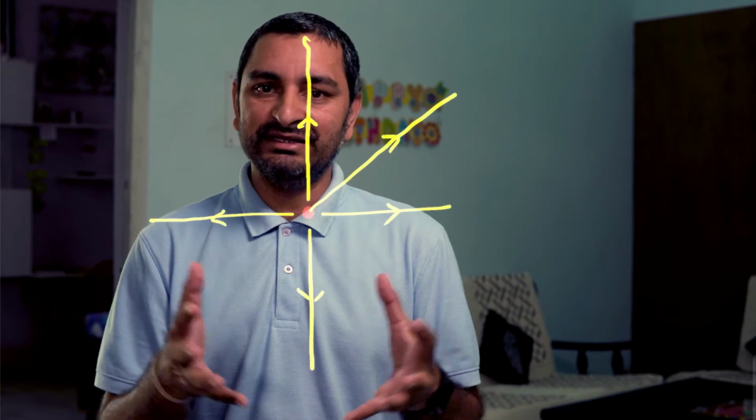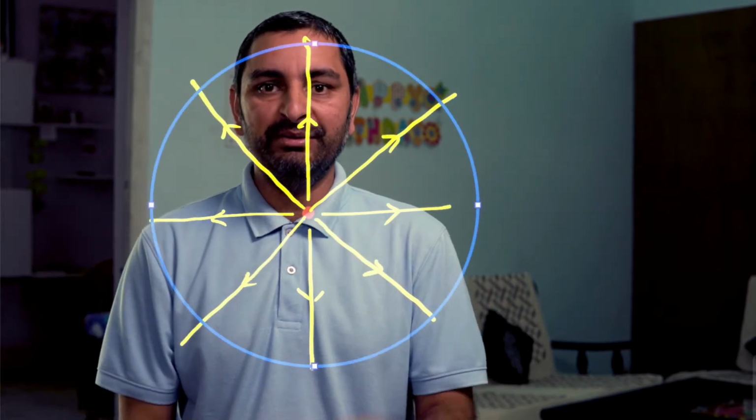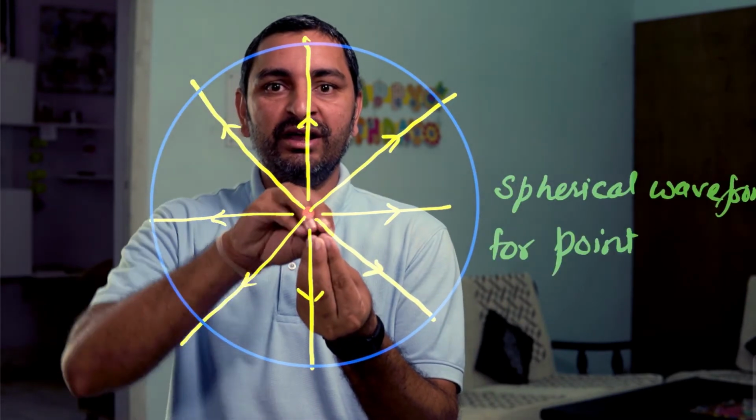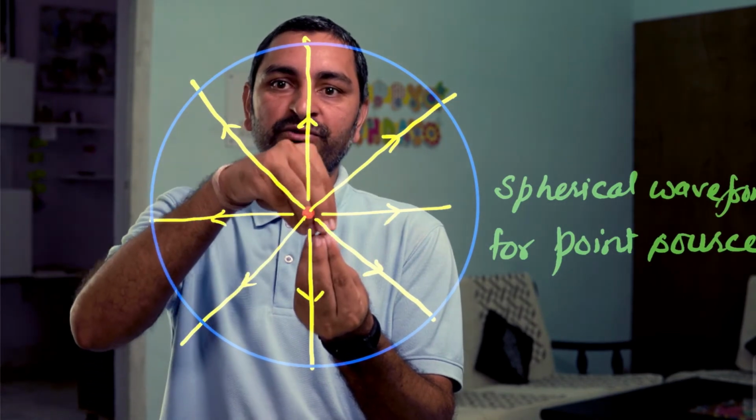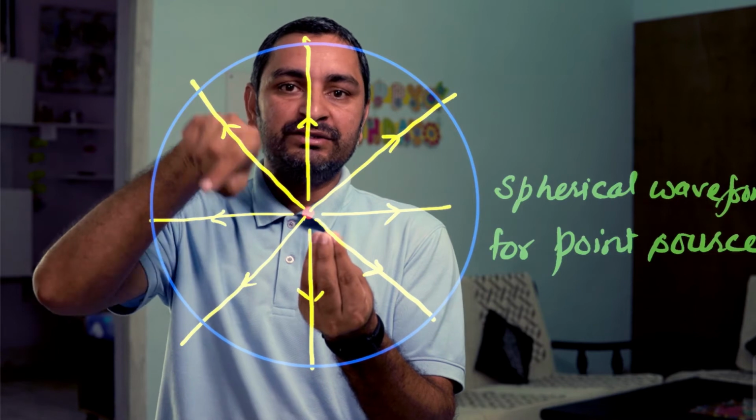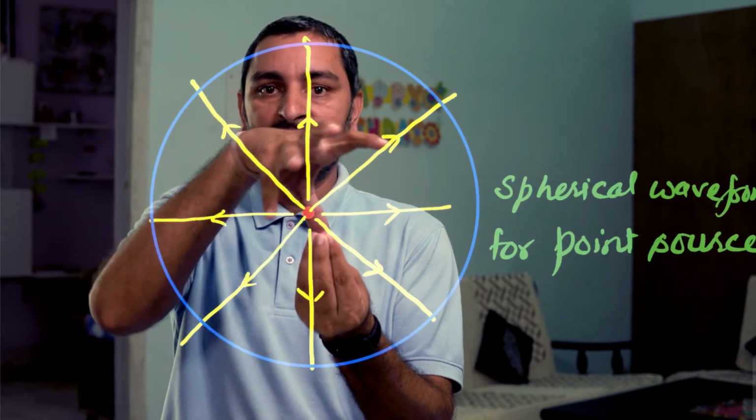Since sources of light are not the same, the wave fronts are also not the same. For a point source of light, the wave front is spherical in nature because from a point source, light travels in all directions. And we know that waves produced at equal distances from the central point are in the same phase.